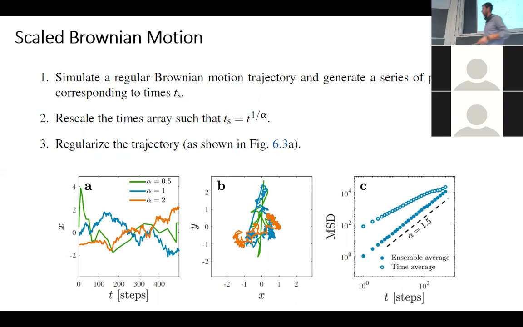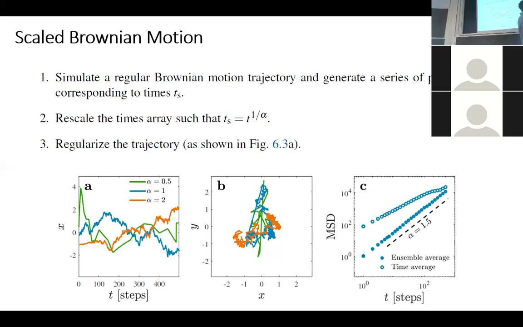Of course, here the characteristics of the motion is changing with time significantly, right? It's not the same if I'm taking the motion in the beginning of the array and taking an ensemble average, or if I'm taking a very long single trajectory and making a very long time average. It becomes significantly different from one another. And that's what we see here. This is for alpha equal to 1.5.